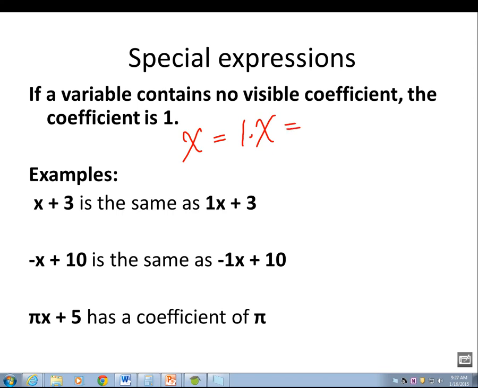Now that is also equal to 1x, because, I don't know if I've told you this before, but whenever you have a variable along with a coefficient, you don't need to have a symbol between it. Then negative x plus 10 is the same as negative 1x plus 10. Is this on your notes? Yeah. And then pi x plus 5, the coefficient is pi, because it's whatever's being put onto the variable.